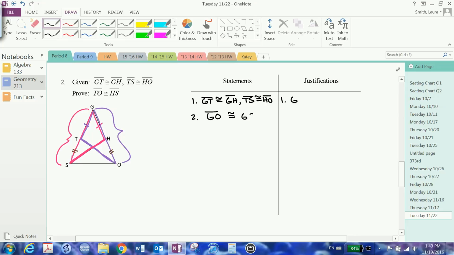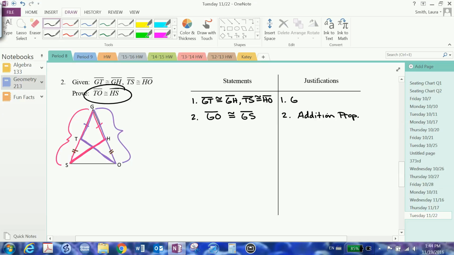GS. That makes a difference. And why can we add these together? I just said it. I stole my own thunder. This is the addition property. So right now with my given, I've got one side. With my second step, with the addition property, I have two sides. So if I could get the third side, I'd be all set. But wait, it's the third side that we're trying to prove.